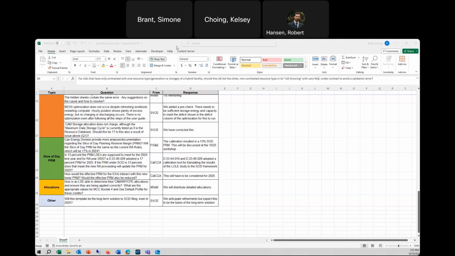But sorry if you said this right at the beginning, but do we have an idea of when the fixed templates will be sent out to LSEs? We're trying to send those out either today or tomorrow. I think we're just finishing up some last minute edits to the master resource database, but other than that, we are ready to go. It should be sent out very soon. Thank you.